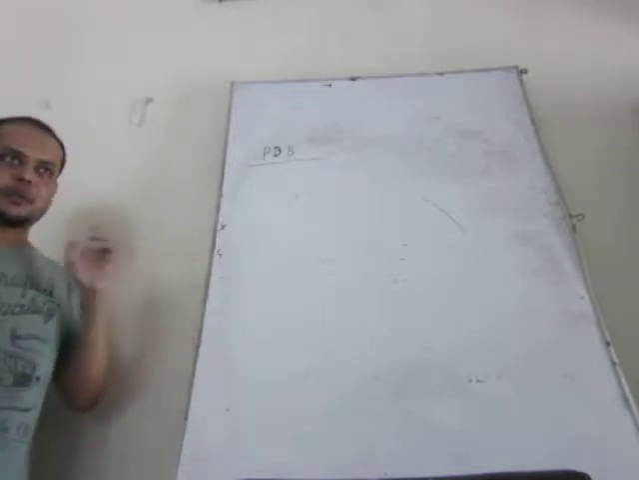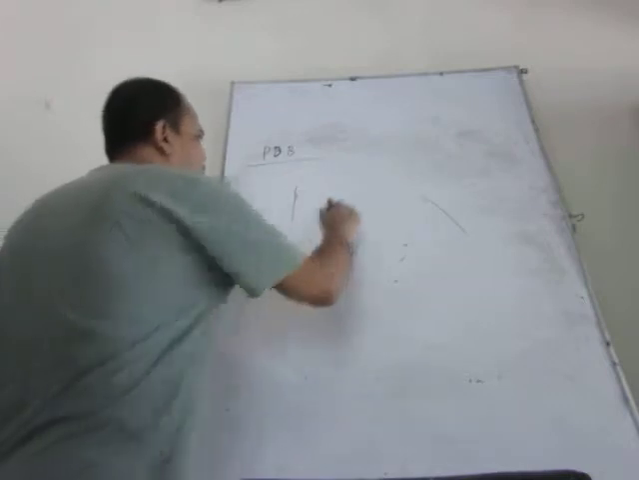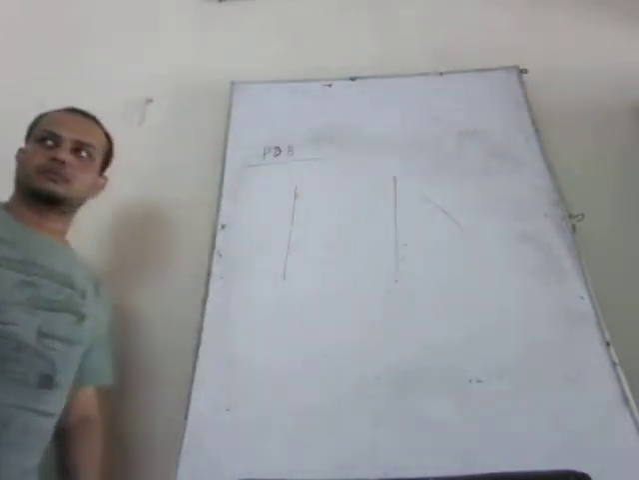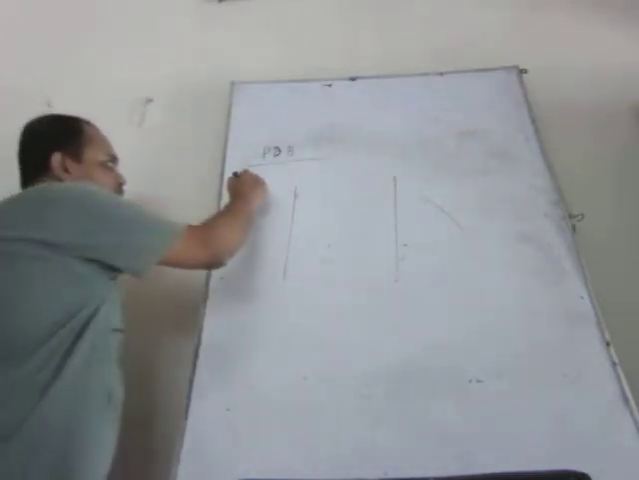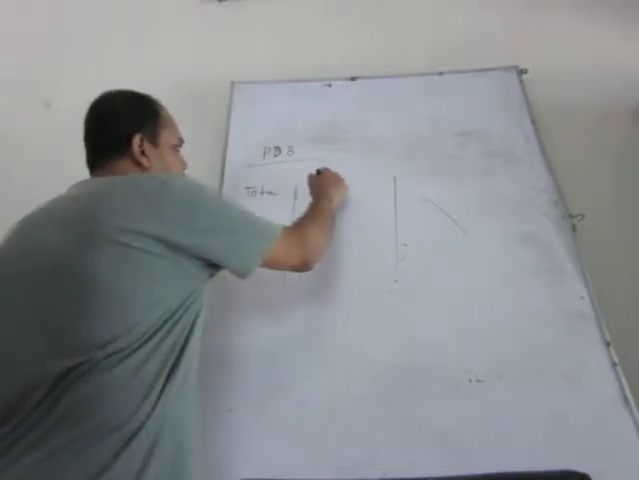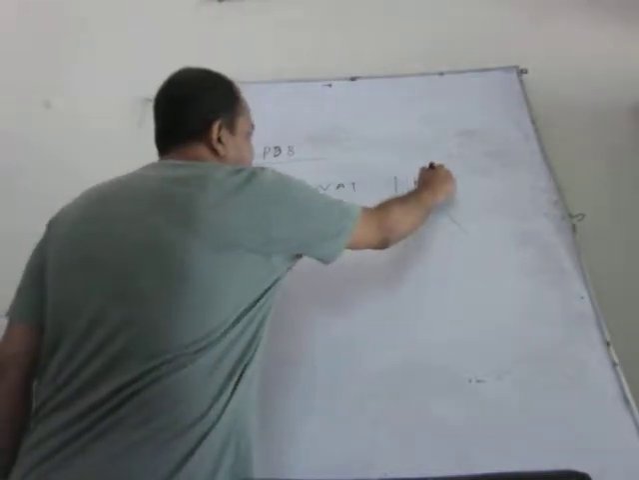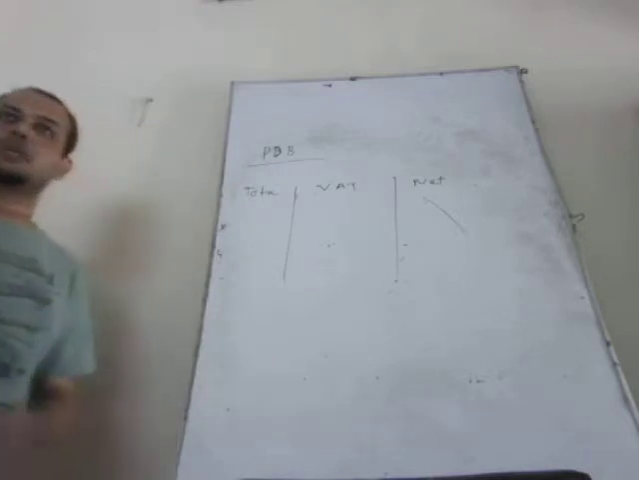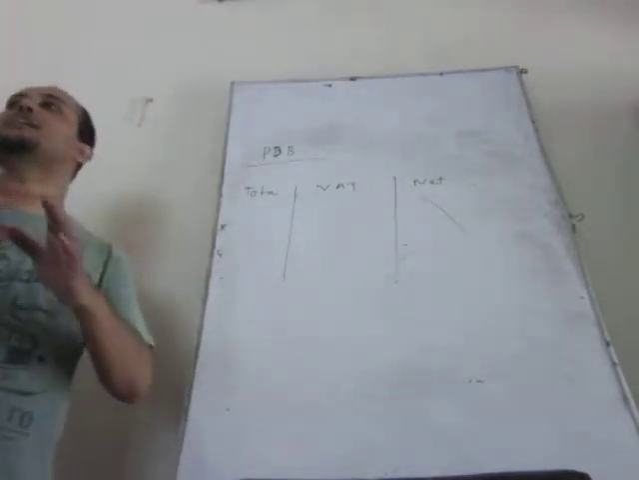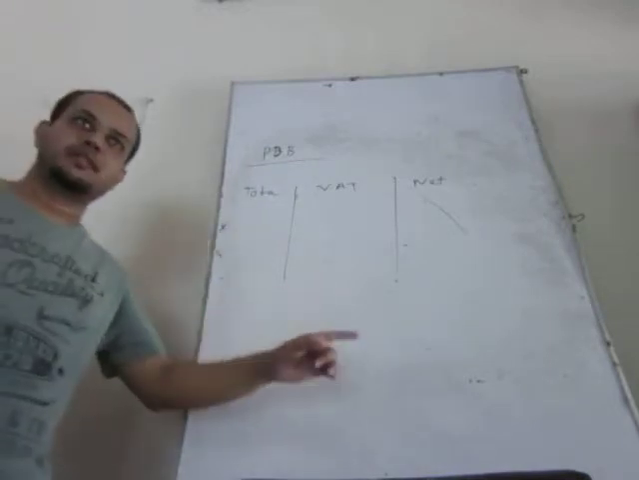Just like the sales day book, the purchase day book has three main columns. There will be some other columns as well. One is total, one is VAT, another is net. The purchase day book represents all kinds of credit purchases committed by the business organization from different suppliers.